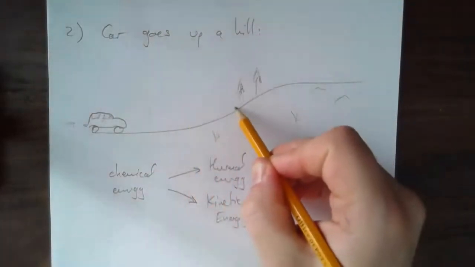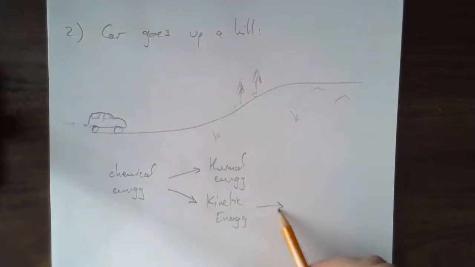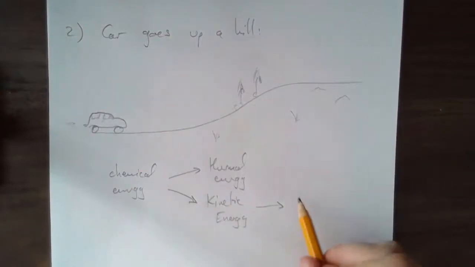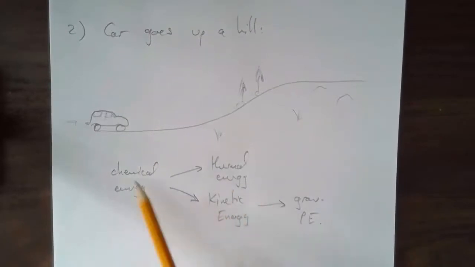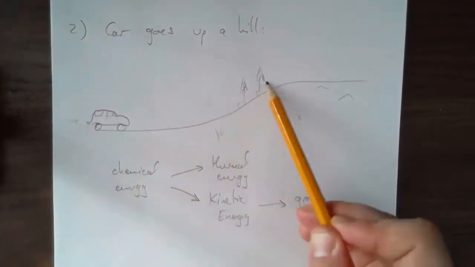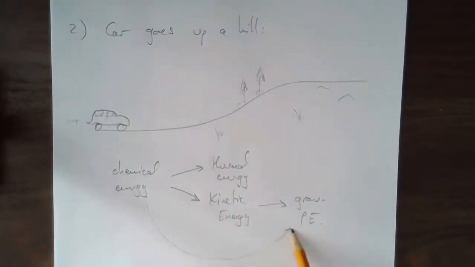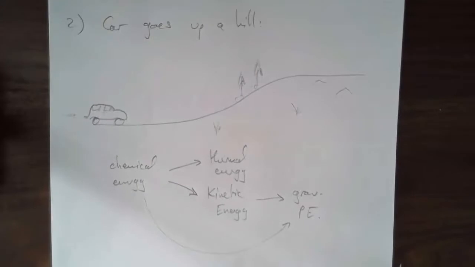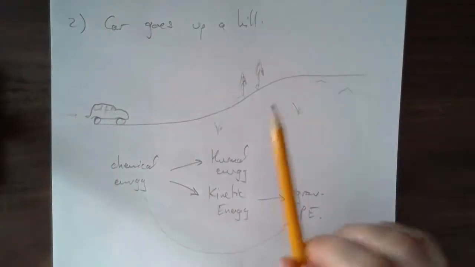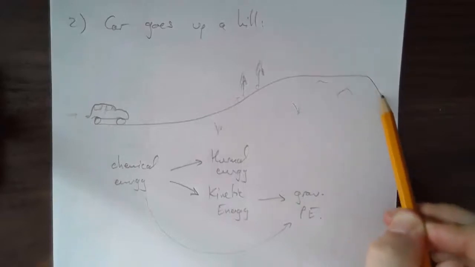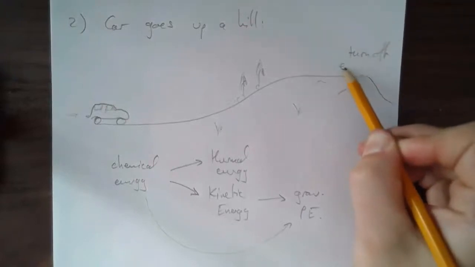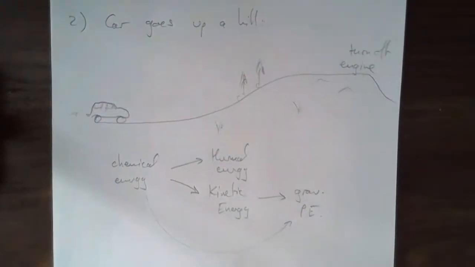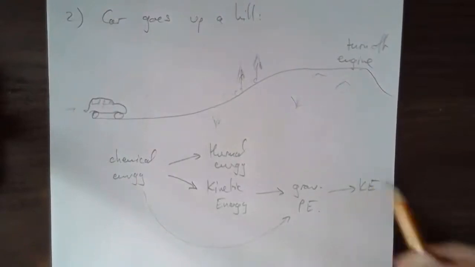Then it goes up the hill, and the kinetic energy, as well as more chemical energy, gets turned to gravitational potential. As a continuous process, I keep burning fuel, and maybe if I go up at a constant speed, I really could sort of have an arrow from here directly to there as well. And then the car ends up the hill. If it rolls back down, maybe we can imagine the car turns off its engine. So turn off engine and enjoy the ride down, just using gravity. Well, then this would get turned again to kinetic energy.